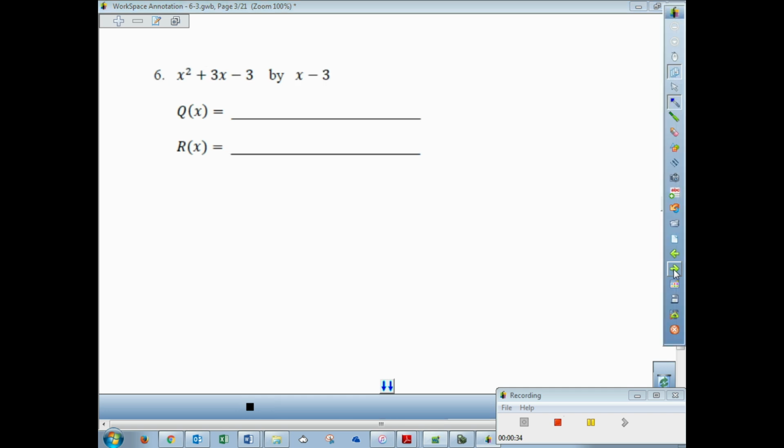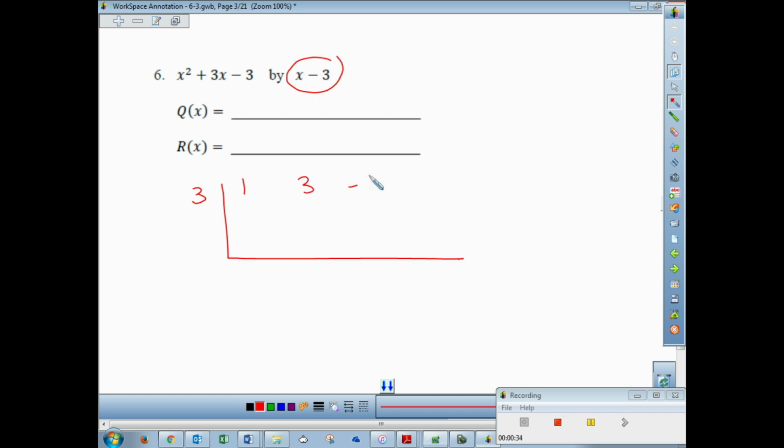So next one is 6, straight down. Synthetically dividing by 3. Whatever makes him 0. So 1, 3, negative 3. There should be 3 guys in there since that's a second degree. Always 1 more.